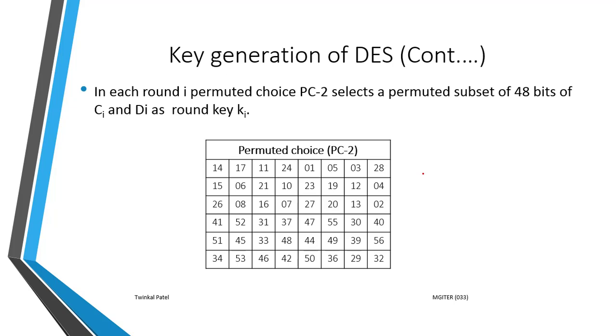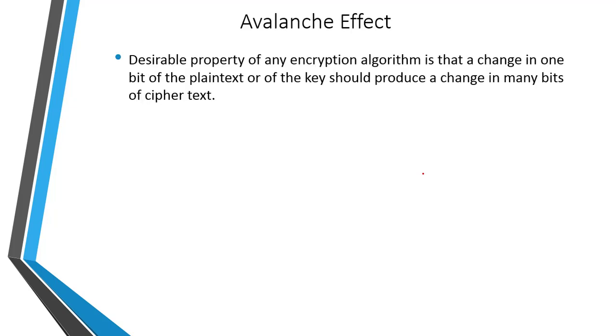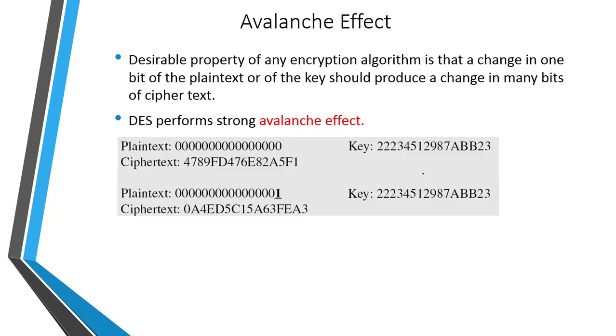Now we will discuss the avalanche effect in DES. The avalanche effect is a desirable property of any encryption algorithm, which says that a change in 1 bit of the plaintext or of the key should produce a change in many bits of the ciphertext. This is known as the avalanche effect. Any algorithm that is not vulnerable to cryptanalysis attacks should possess this property. DES performs a strong avalanche effect.